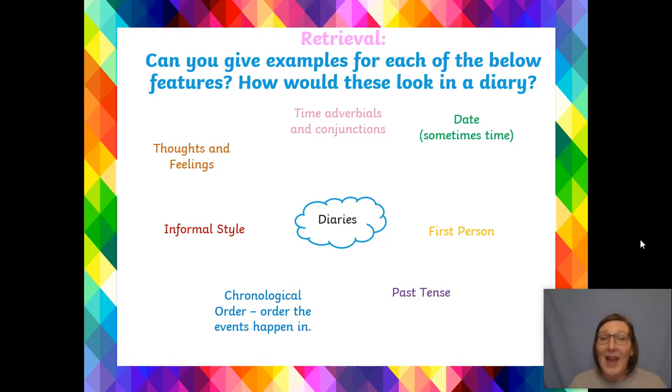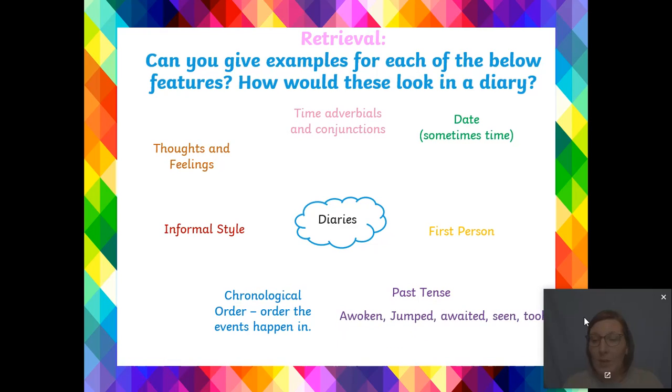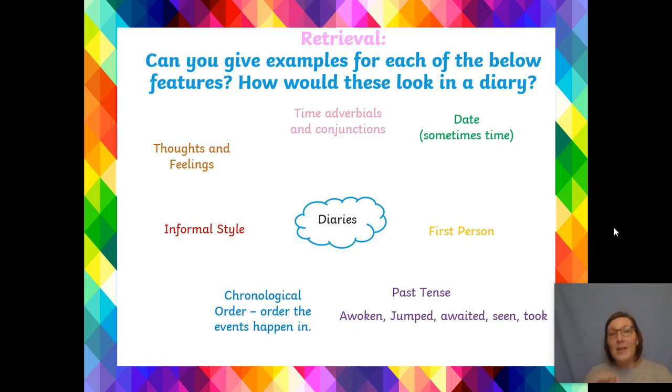Welcome back there. Okay, let's see if we have got the same answers, okay? So this is really using your skills to remember those key features of a diary entry. Okay, so the first one that we're going to have a look at, let me just move my video a little bit, is past tense. Okay, so things that have already happened. Do you remember we've talked about that before? So it's not something that is going to happen, it's something that's already happened. It's in the past. Okay, so here I've got a couple of examples: awoken, jumped, awaited, seen, took. Okay, and those are examples of things that have already happened.